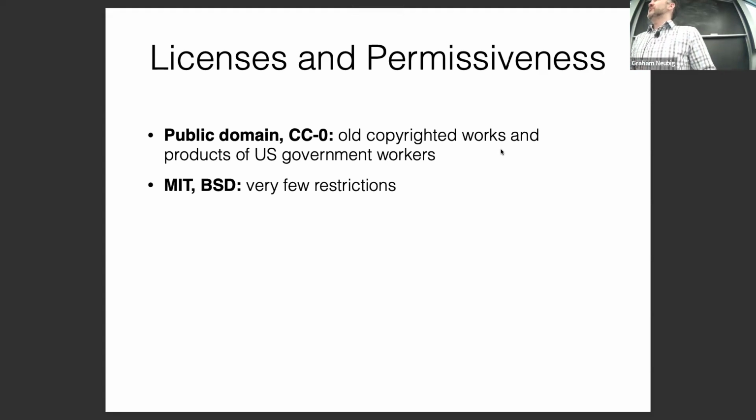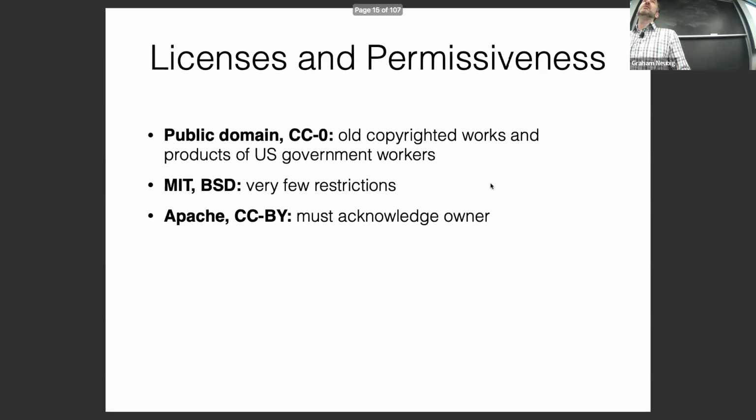Next are MIT and BSD. These are very common software licenses. You'll see them on a lot of research projects. These have very few restrictions, other than maybe maintaining the copyright notice for BSD, but that's about it. You can do just about anything you want with it. I'm not sure if people know this, but the Mac operating system is based on an old BSD operating system where they took the code, forked it, made it private, and now it's the proprietary Mac operating system. That's something you can do with an MIT or BSD license.